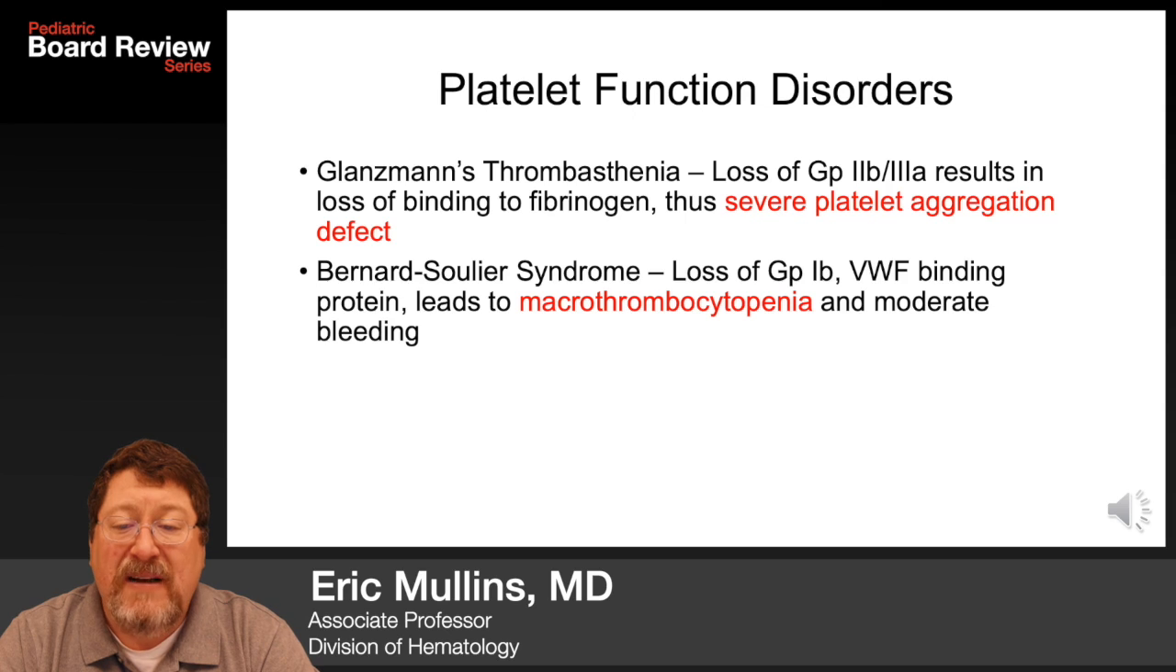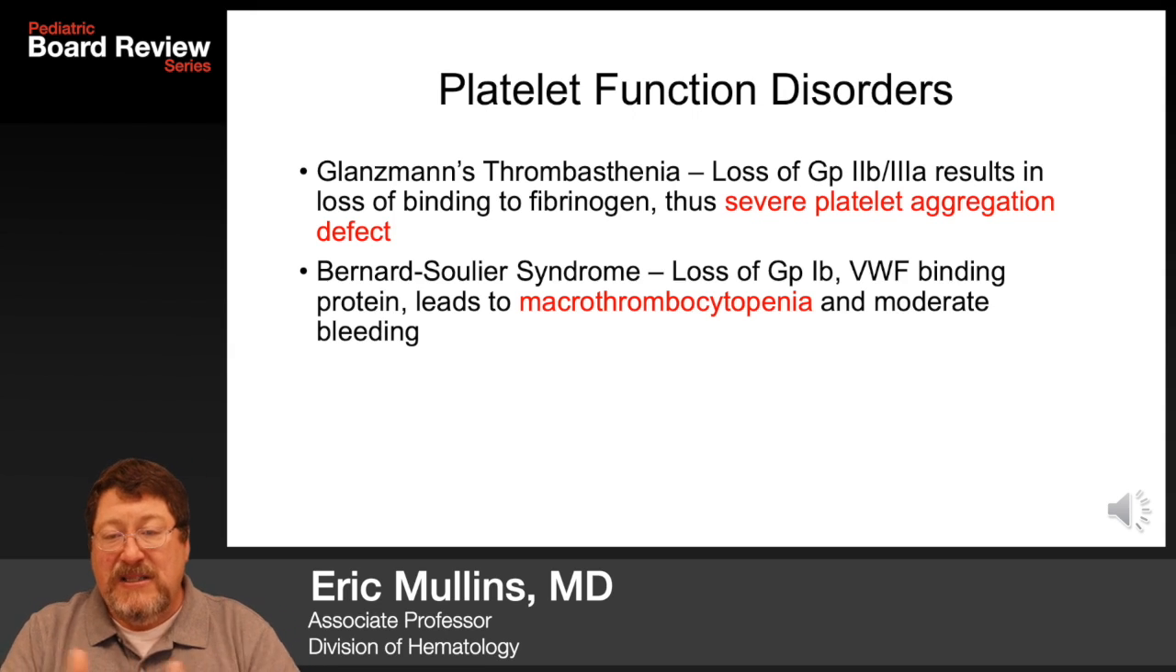Bernard-Soulier is loss of the von Willebrand binding receptor. Bernard-Soulier, unlike Glanzmann's, has a macrothrombocytopenia, meaning the platelets are large and they're reduced in number. However, unlike Glanzmann's, this is more of a moderate bleeding disorder. They don't have as severe bleeding as patients with Glanzmann's do.